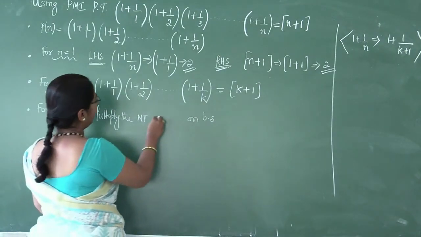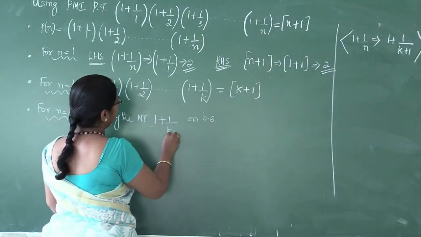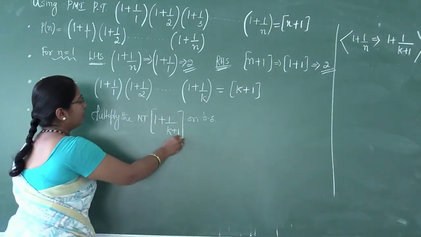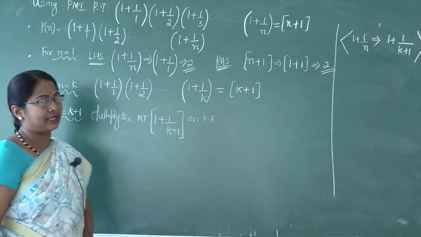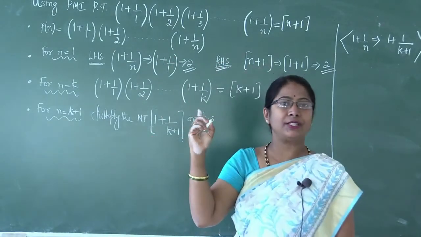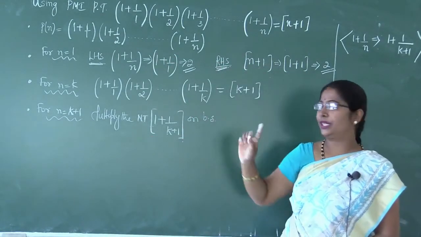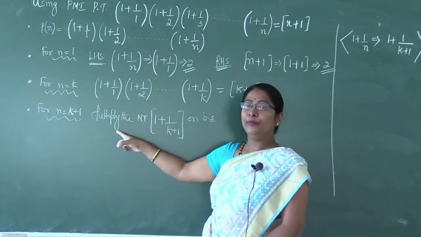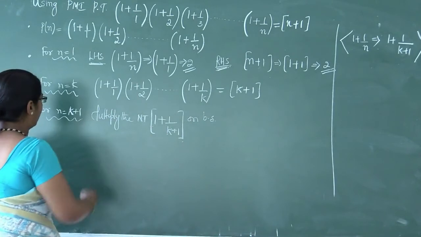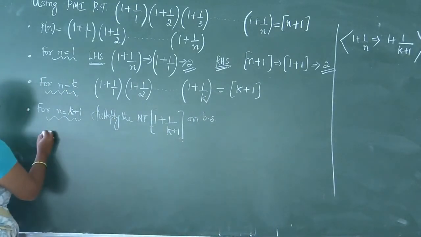So, this will be my next term. What is the next term? 1 plus 1 divided by k plus 1 will be the next term which I am supposed to multiply on both the sides, not add, multiply, because after each term the operation is a multiplicative term and hence we need to multiply the next term on both the sides.